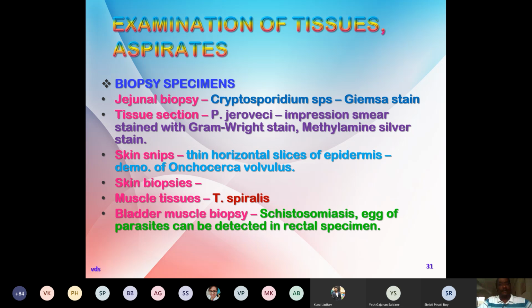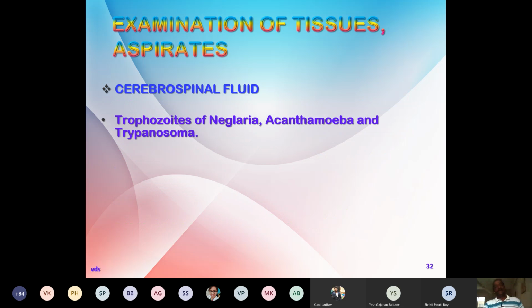So these are some of the biopsy material which can be collected for the detection of different types of parasitic infections. And CSF, particularly with respect to the free-living amoebae and Trypanosoma. Free-living amoebae, the trophozoite forms of Naegleria fowleri, Acanthamoeba, and Trypanosoma can be collected.